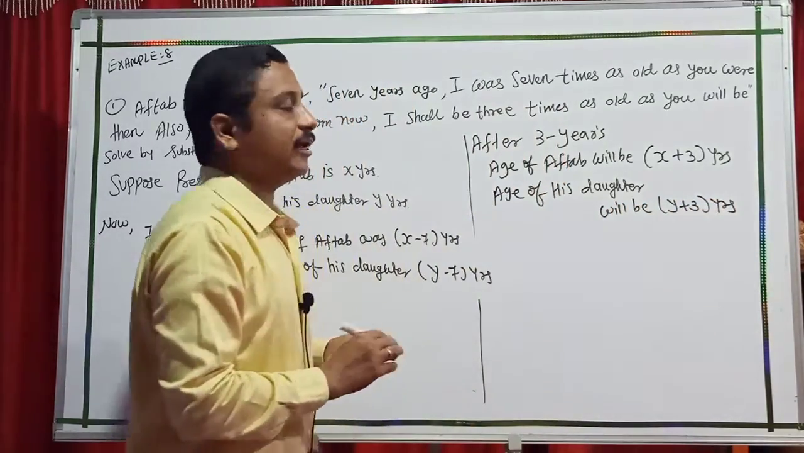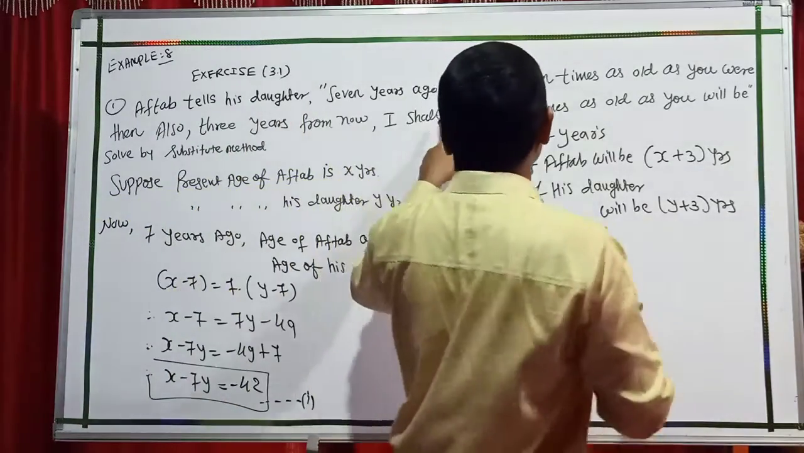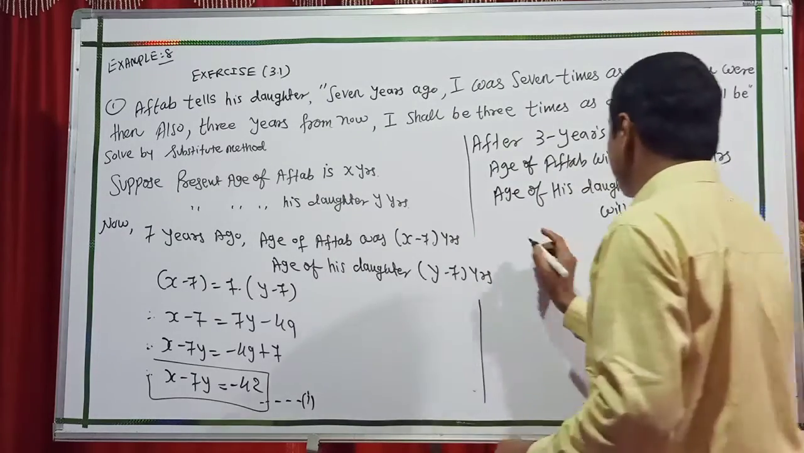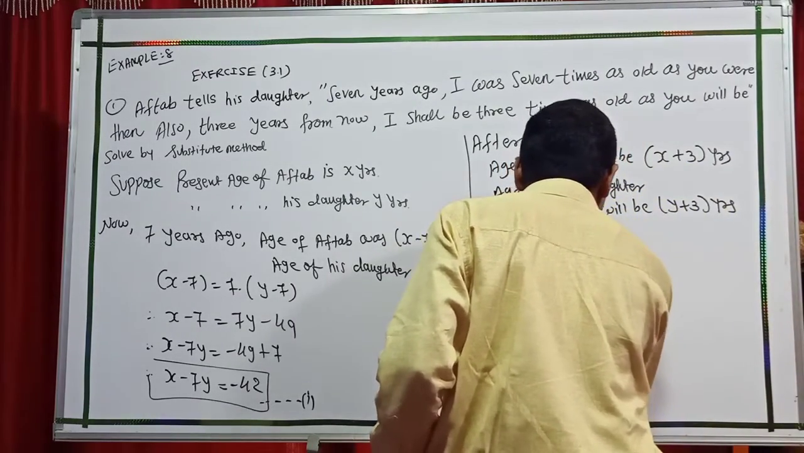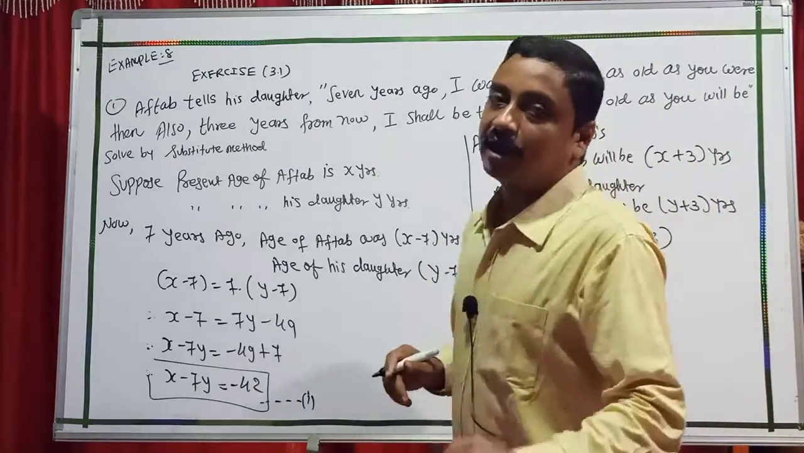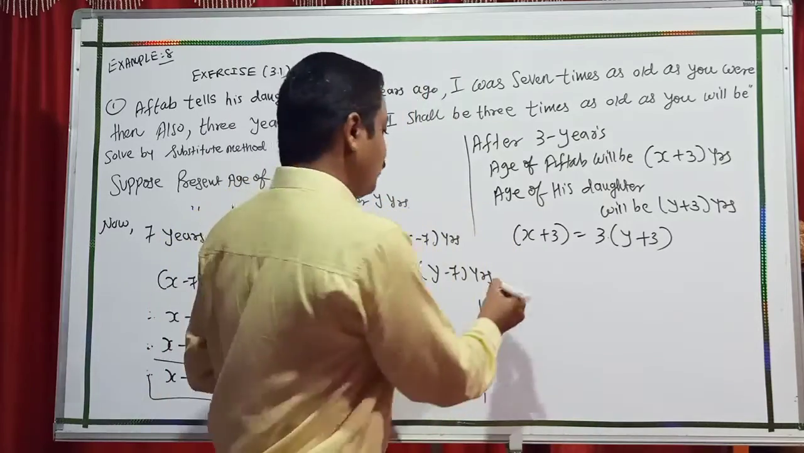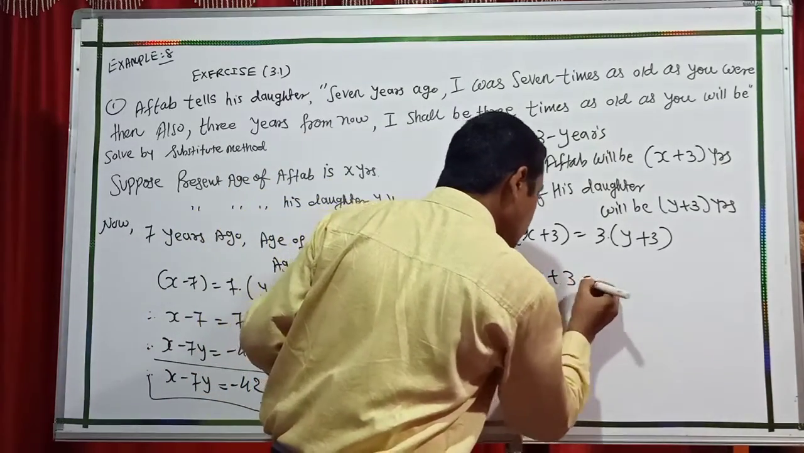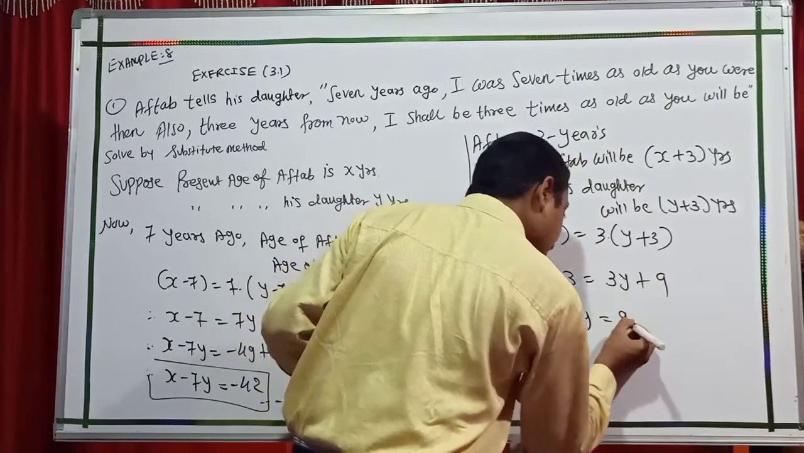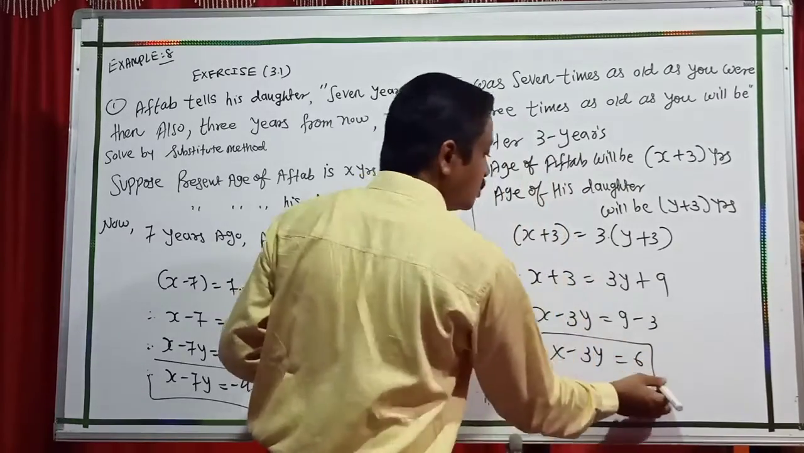Now read properly: after 3 years, Aftab will be 3 times as old as his daughter. So Aftab's age x plus 3 is 3 times his daughter's age y plus 3. Now I just rearrange it and equation number 2 is made. So finally x plus 3 equals 3y plus 9, so x minus 3y equals 9 minus 3, which is 6. This is your equation number 2.